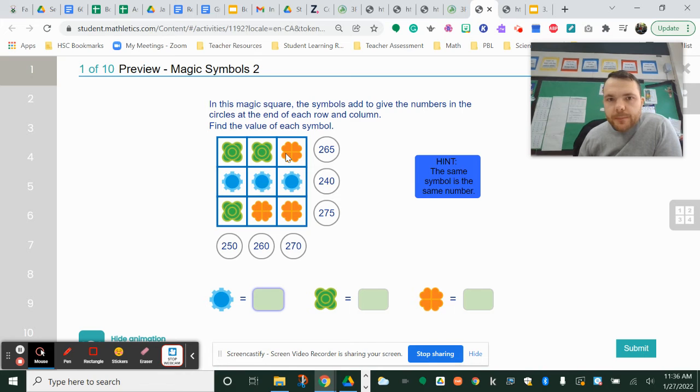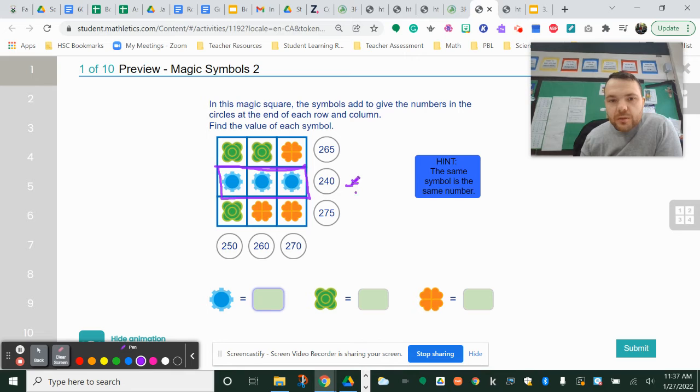We have a magic square again. The symbols add to give the numbers in the circles at the end of each row and column. Find the value of each symbol. Again, just use the same strategy. We're using slightly larger numbers, but use the same strategy. I would recommend you begin with this row because it has this gear icon. It has this symbol used 3 times.